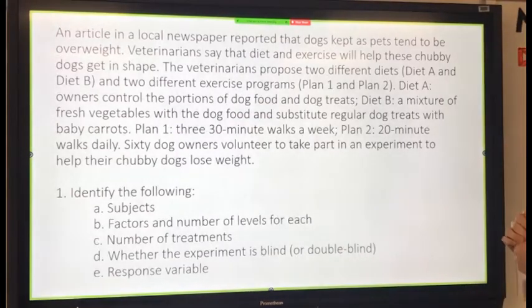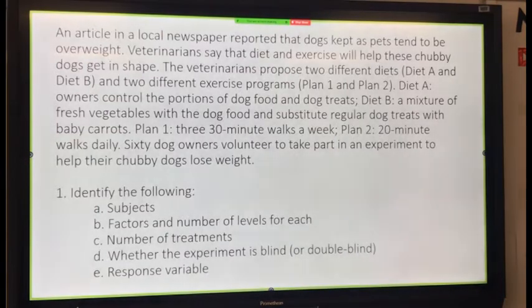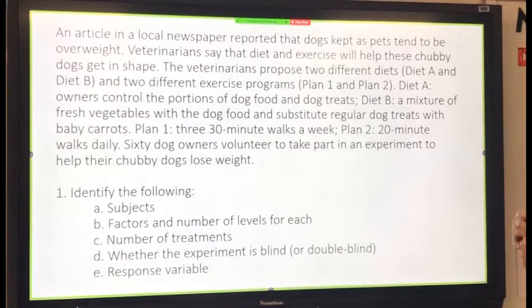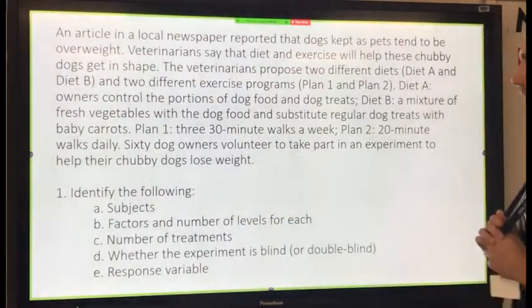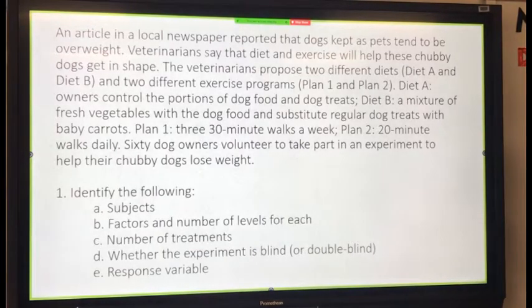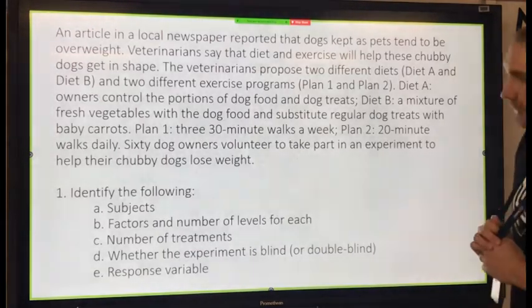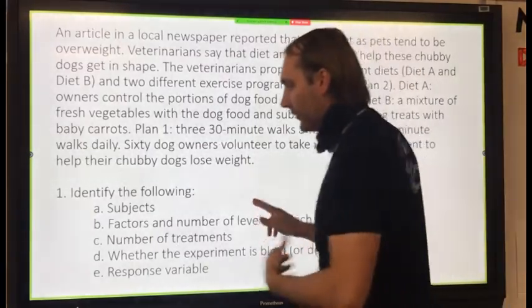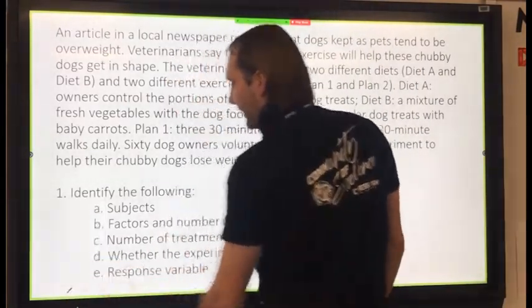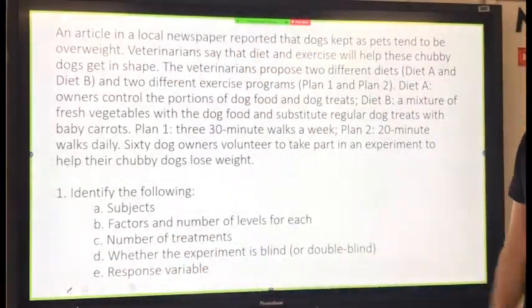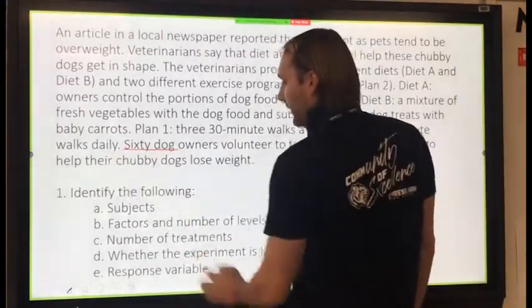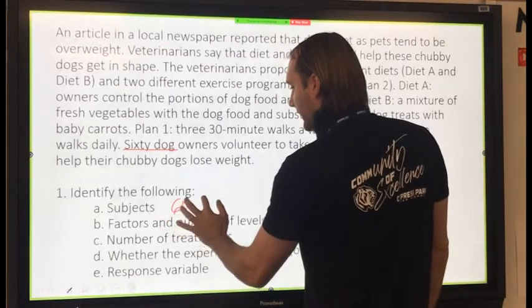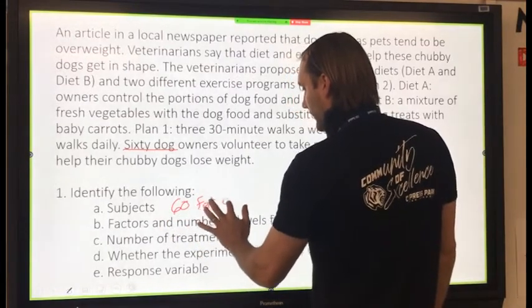Plan 1, the exercise plan, is three 30-minute walks a week. Plan 2 is 20-minute walks daily. Sixty dog owners volunteered to take part in an experiment to help their chubby dogs lose weight. So let's look at the subjects. What would be our subjects? What are we testing, or what are we experimenting on? Dogs. More specifically, 60 dogs, 60 fat dogs.